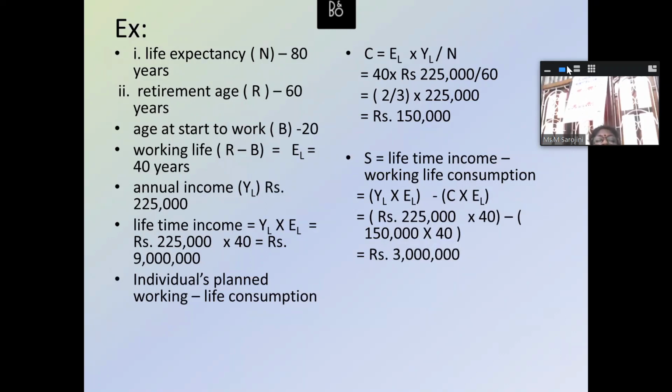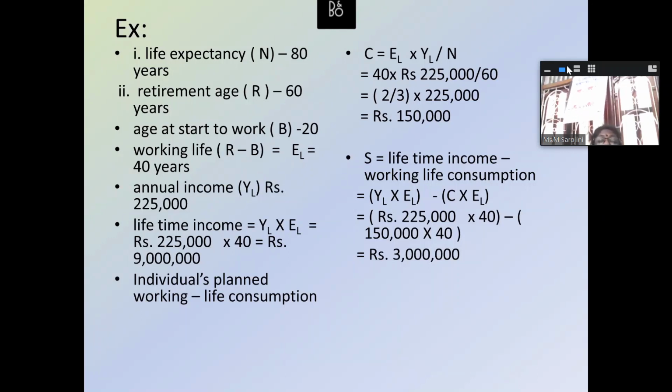Here, the first one is the life expectancy, that is N is equal to 80 years. That means that the individual expects to live until the age of 80. He is going to retire at the age of 60. He starts his work at the age of 20. Therefore, working life means retirement age minus starting age. That is again EL. Working duration is 40 years. Working duration you have to find.